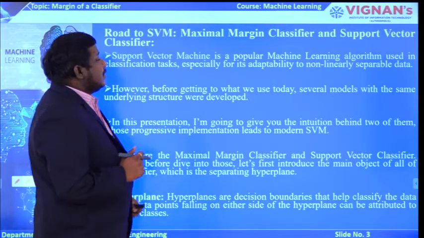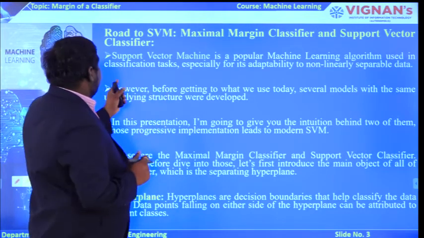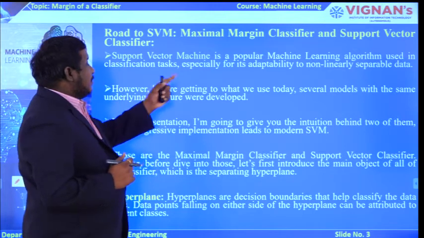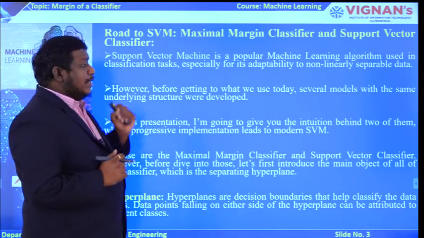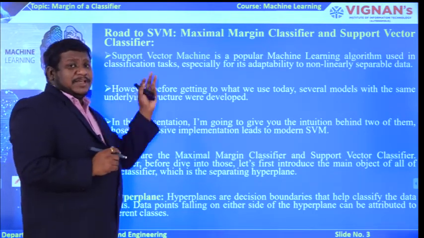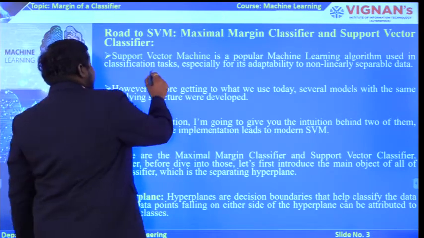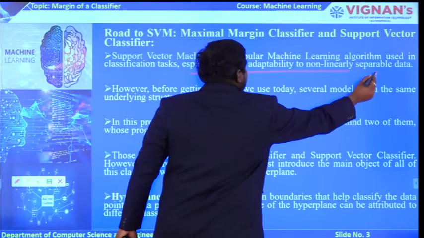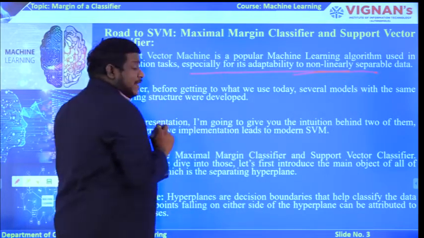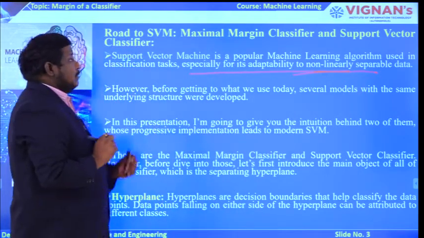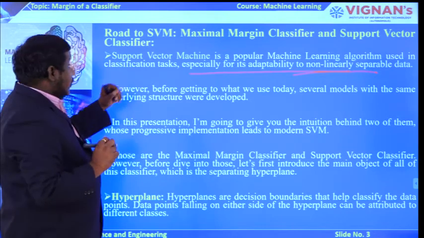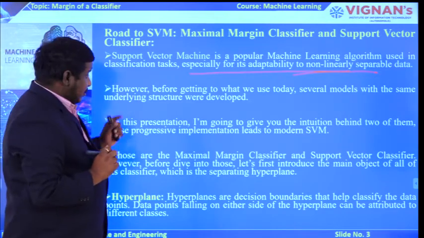Support vector machine is a popular machine learning algorithm used in classification tasks, especially for its adaptability to non-linearly separable data. Basically, support vector machine is another machine learning technique, and it is mainly used for non-linearly separable data. When the data is in a non-linear fashion, you will use this machine learning model, the support vector machine.